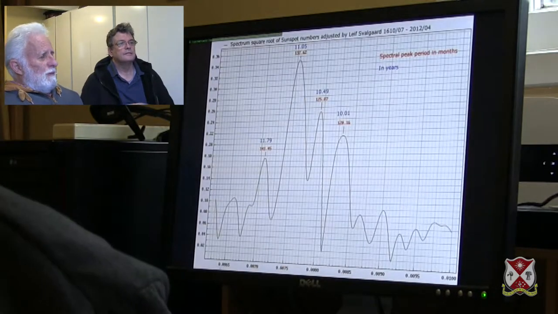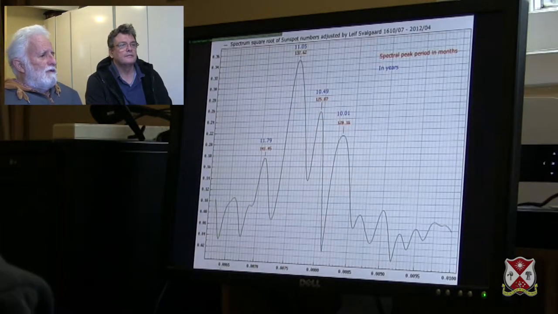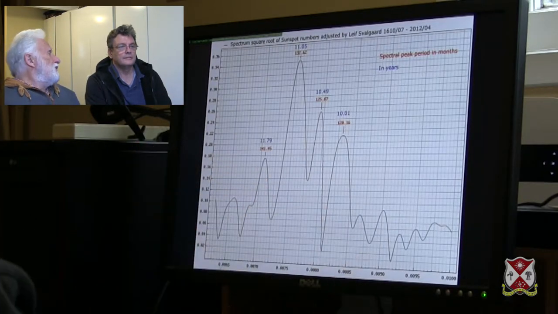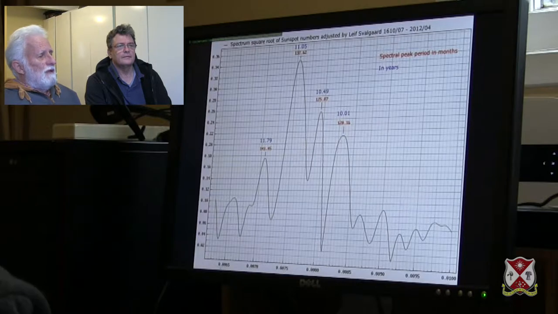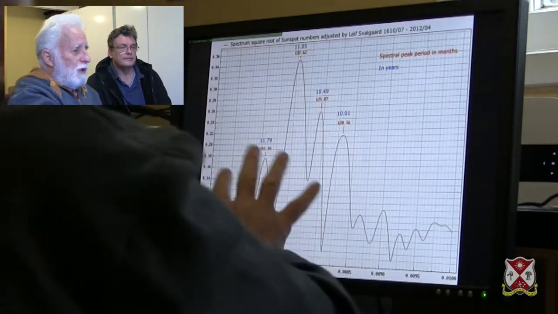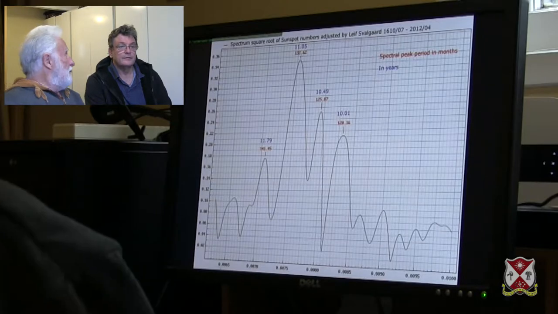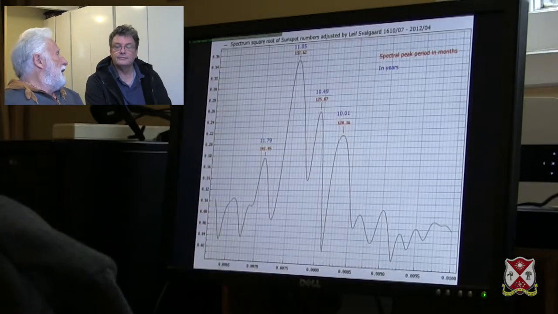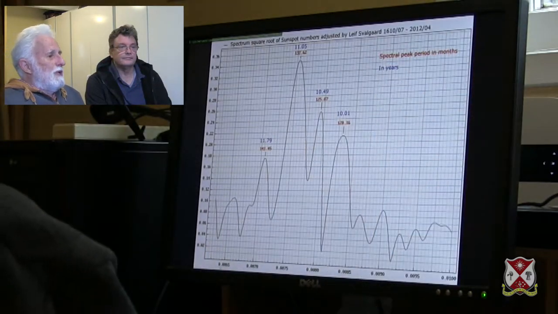When we look at the spectrum of the sunspot numbers around the vicinity of 10 to 12 years, that's the very dominant cycle in the sunspots. It's called the 11-year sunspot cycle. But in actual fact, when we look at the spectrum, we can see that there are four peaks in this range that are quite significant, quite powerful cycles interacting. And so that's why it's got these changes over 100 and 200 years.